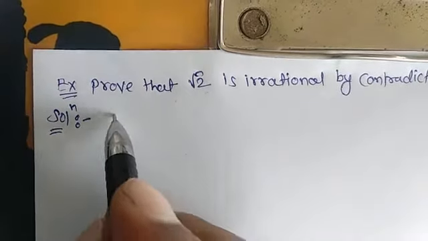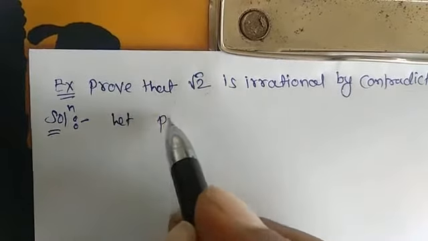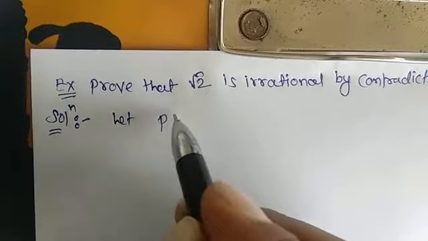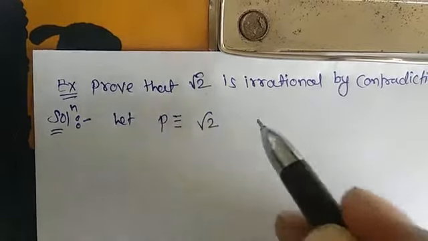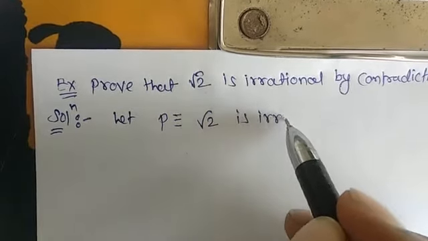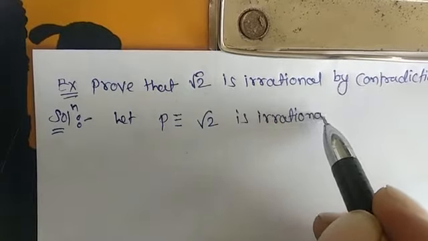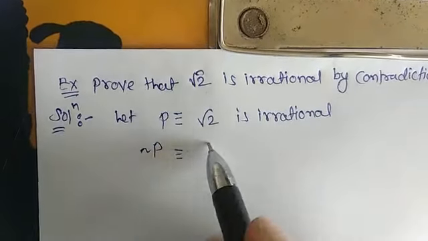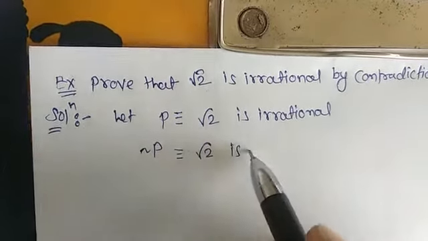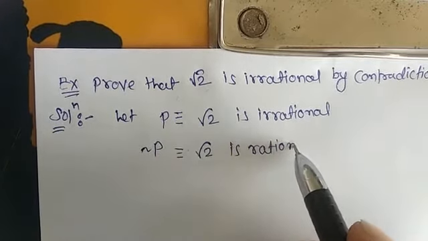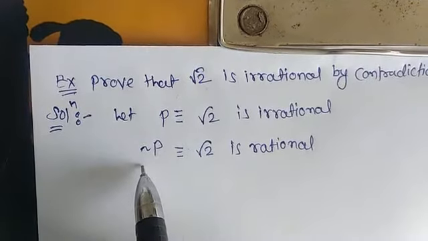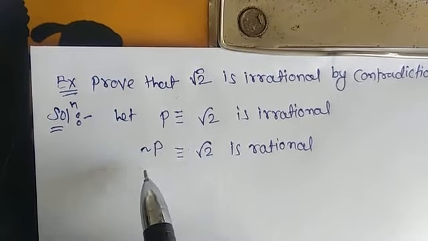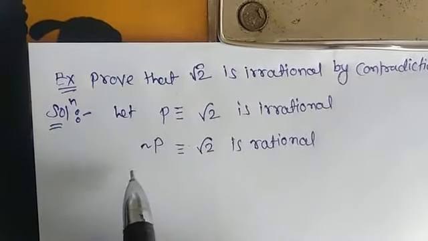That means, here let P be the statement that root 2 is irrational. So its negation, negation of P, is root 2 is rational. Okay, we have to consider the negation.